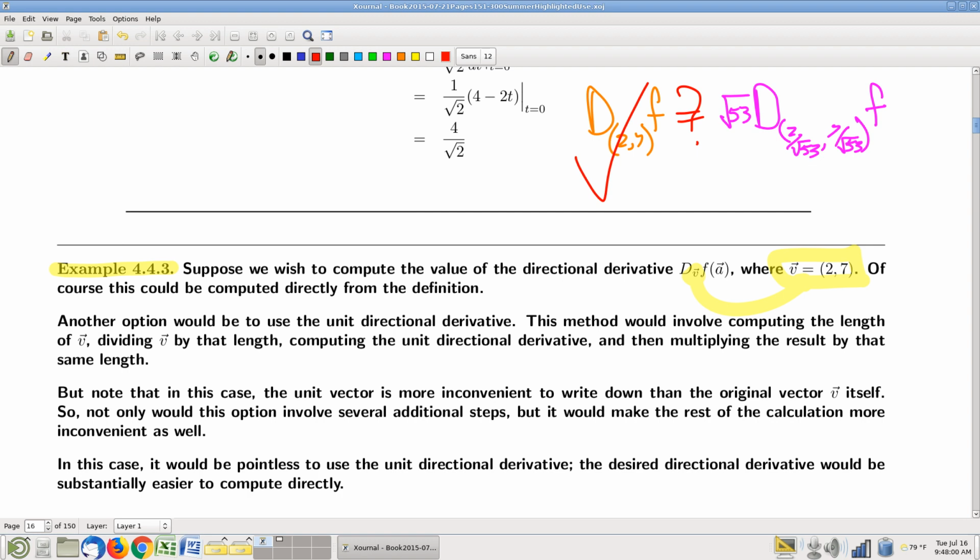So again, don't make this mistake of thinking that somehow there's something more moral or proper about using unit directional derivatives to compute things. If you want the directional derivative, great, go ahead. Only use the unit directional derivative if it is either what you need or if it makes your life easier in one way or the other. Okay. All right.